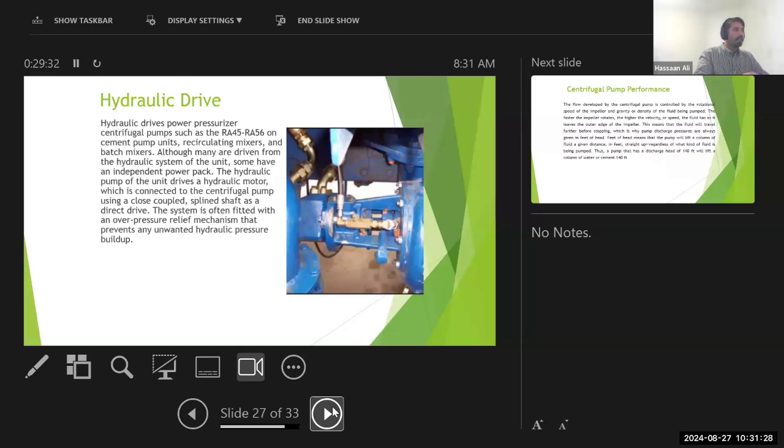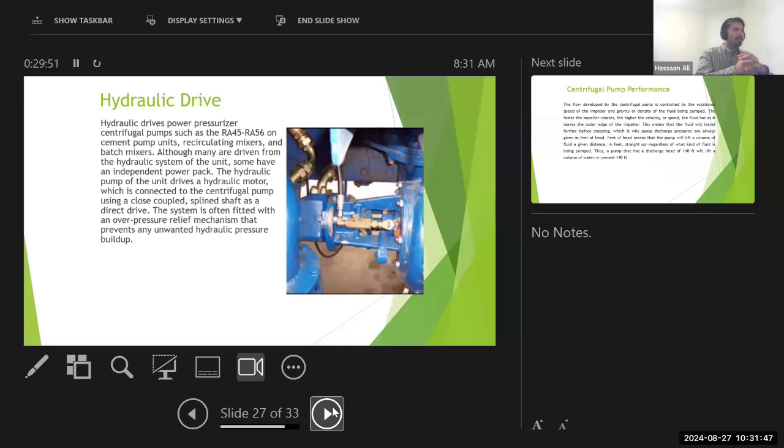The last but not the least primary source of energy for the centrifugal pump is what we call a hydraulic motor. In my experience, I have seen it more commonly used in the oil and gas industry, where the hydraulic motor can be used to drive a centrifugal pump.